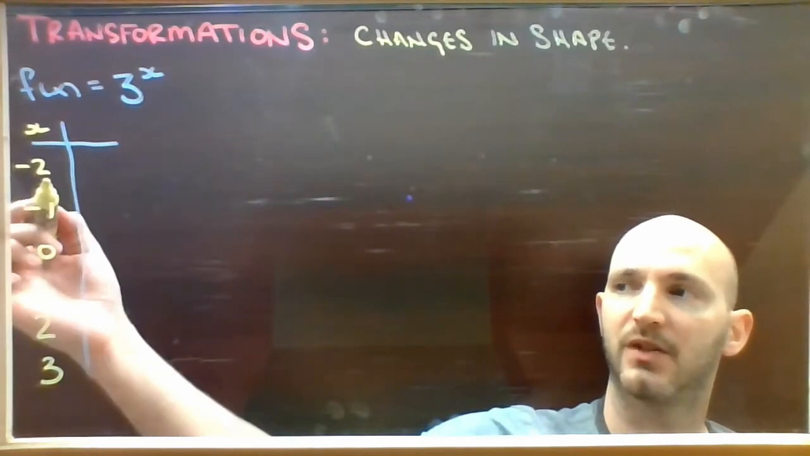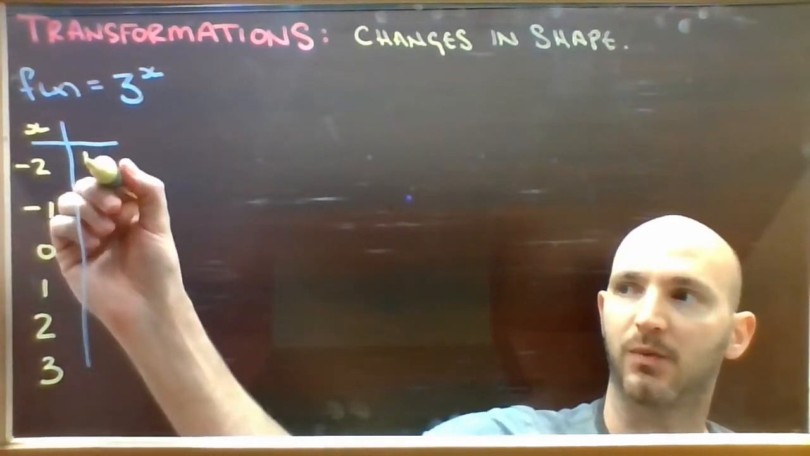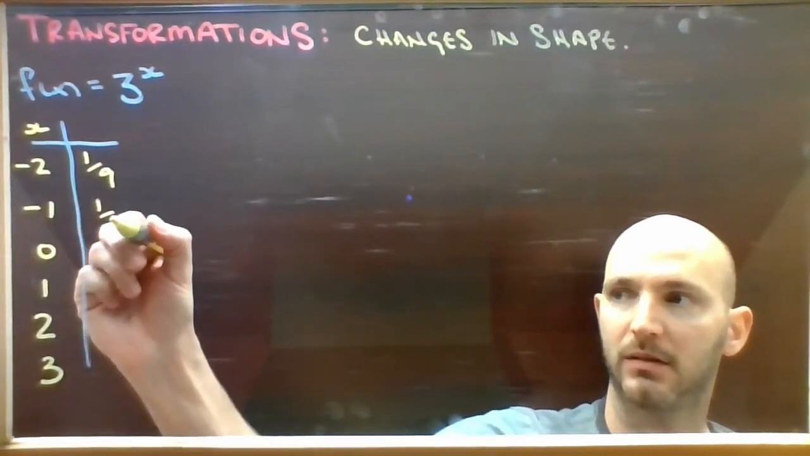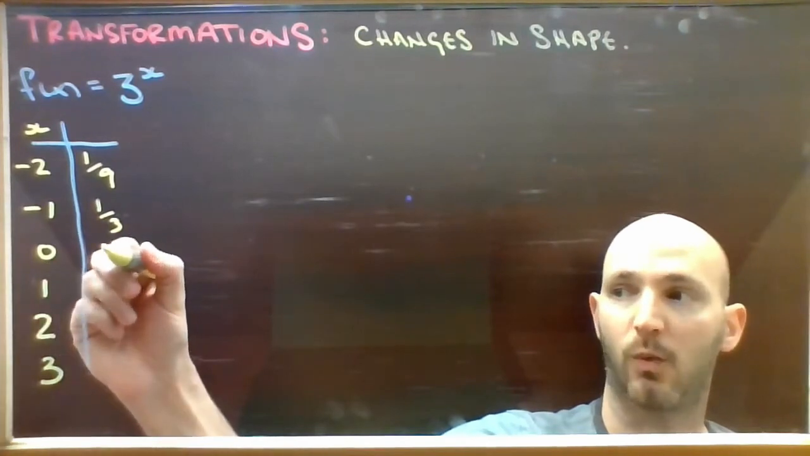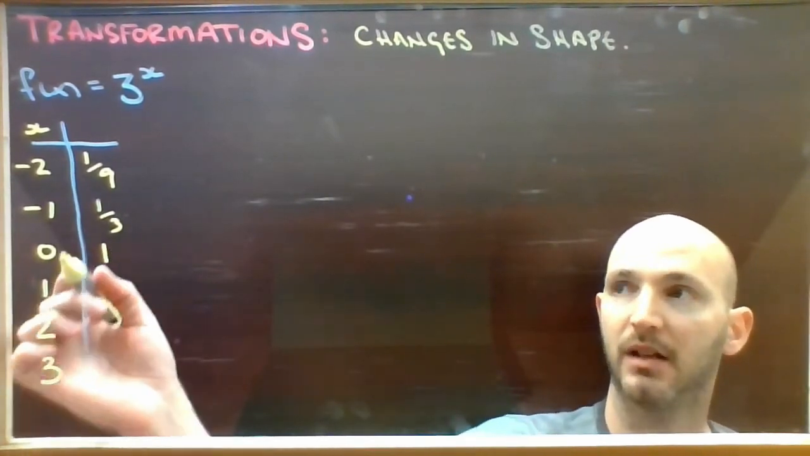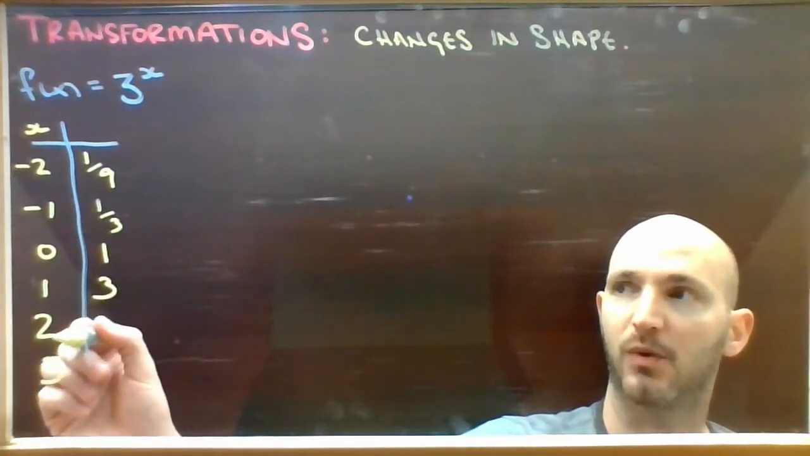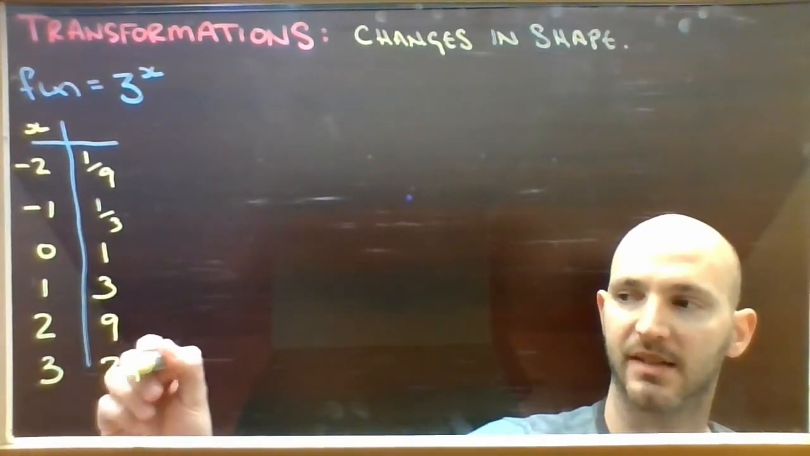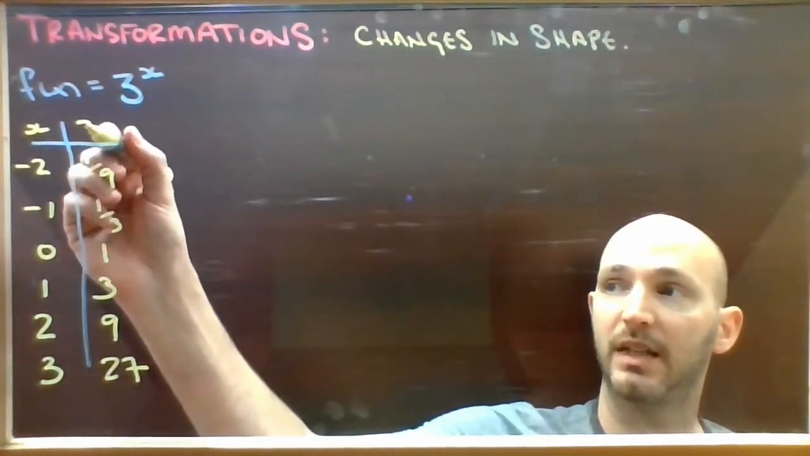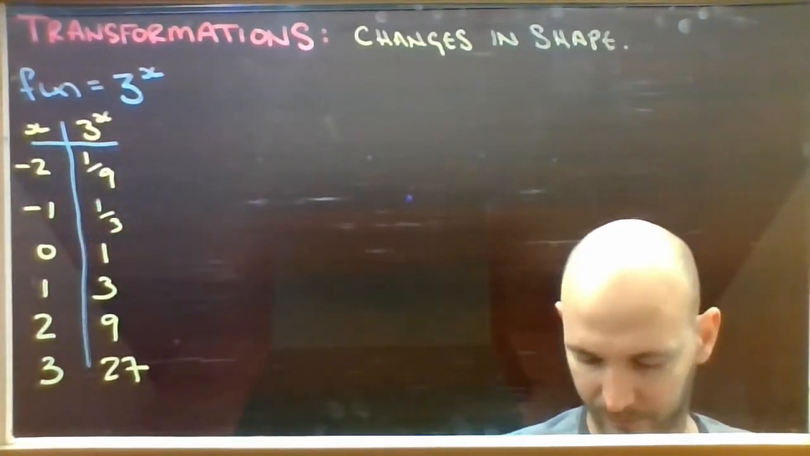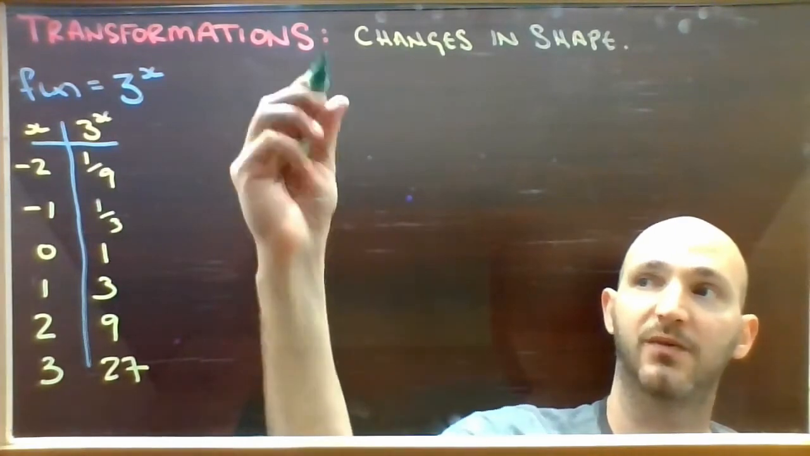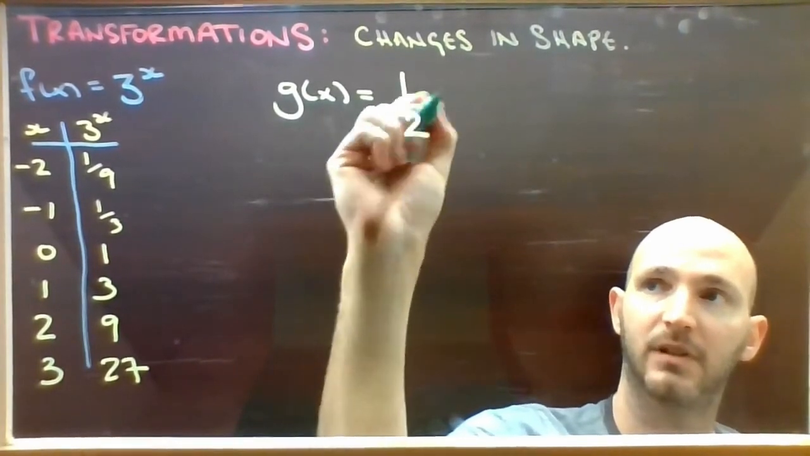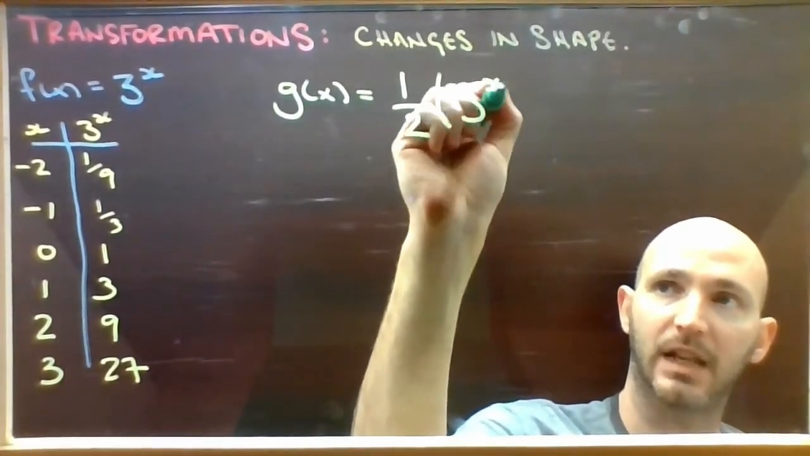So 3 to the -2 would be 1 over 3 squared. That's 1/9. 3 to the -1 would be 1 over 3. 3 to the 0 is 1, because anything to the exponent 0 is 1. 3 to the power 1 is 3. 3 squared is 9, and 3 cubed, as previously advertised, is 27. So that's 3 to the exponent x. The function I'm going to try and transform then will be g of x is 1/2 of 3 to the exponent x.